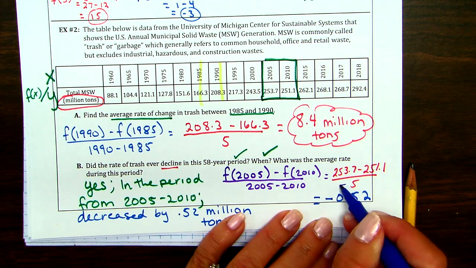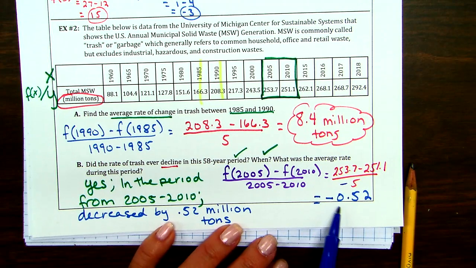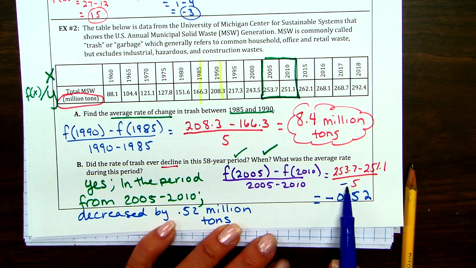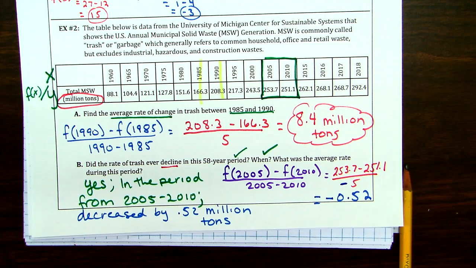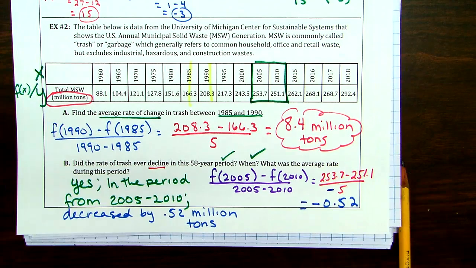Sorry. Yes, thank you. Negative 5. This answer is still negative, though. Sorry. Yeah. 2005 minus 2010 would have given me negative there. Sorry about that. Thank you. Anything else? A couple more. No?